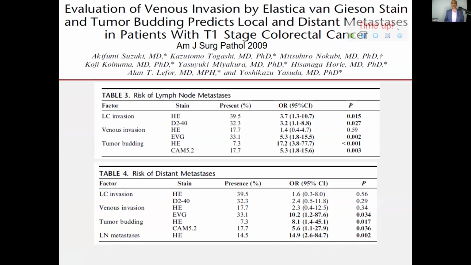Finally, tumor budding is something new. It's an optional criteria, not mandatory. Recommended in malignant polypectomy specimens, not in colectomy specimens. I just put it here for completion. Essentially, the idea is that it's a risk factor for local and distant metastasis.